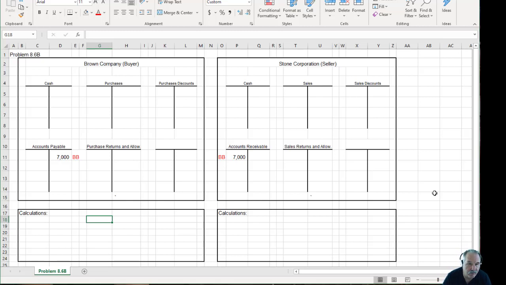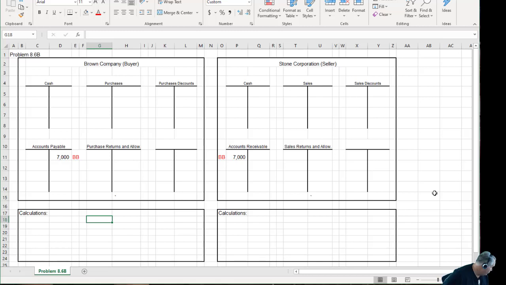So we have two general ledgers. We have the general ledger for the buyer and the general ledger for the seller. And these transactions we're going to record both sides of them. Now, we start off with a balance in accounts payable. On the buyer's side, they owe $7,000, and we have, of course, the corresponding receivable on the seller's side. They're expecting to receive $7,000.